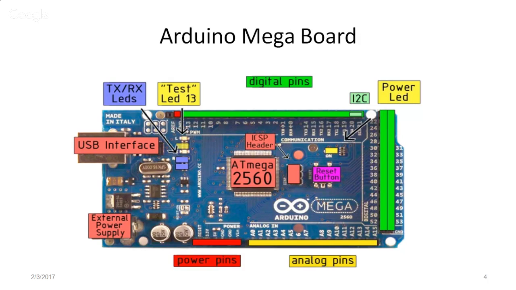We have a user interface to connect your system with this Arduino Mega board, and we have some RX and TX LEDs which blink whenever we download our program or we communicate with serial communication. There is an inbuilt LED which is called the test LED. It is again connected on pin number 13, as in the case of your Uno board.